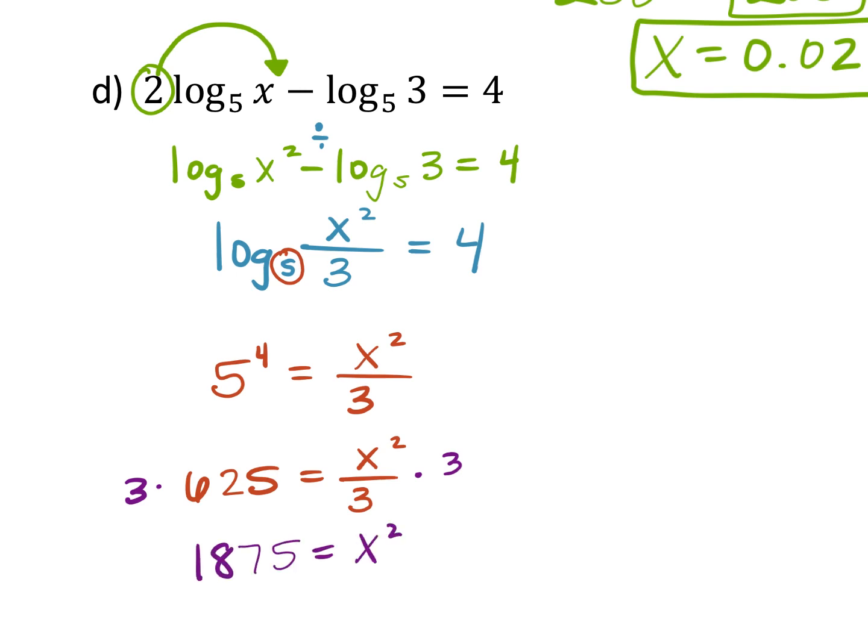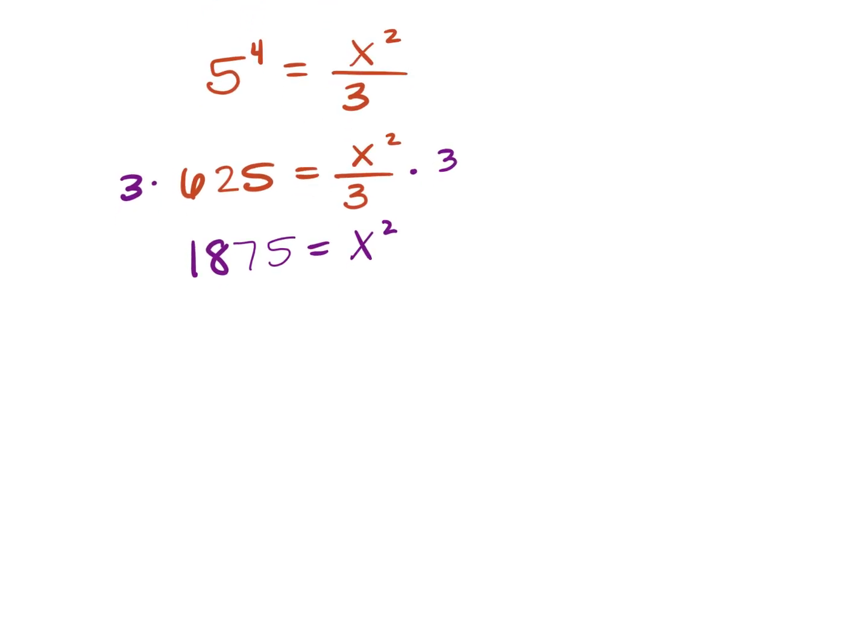equals x squared. What happens when you square root both sides of an equation? Plus or minus, okay? So if we square root this, you get x is plus or minus. This comes out to 43.3, we'll say.